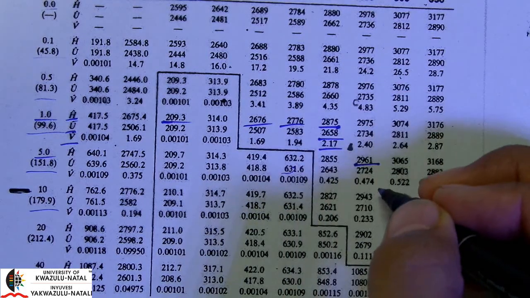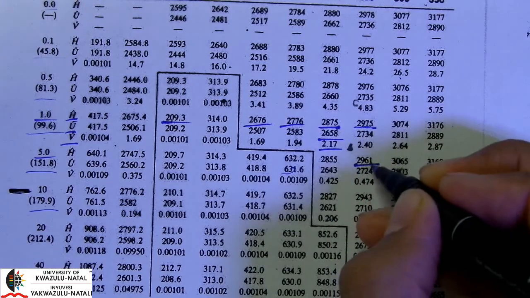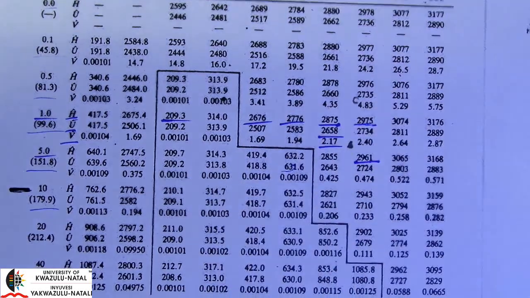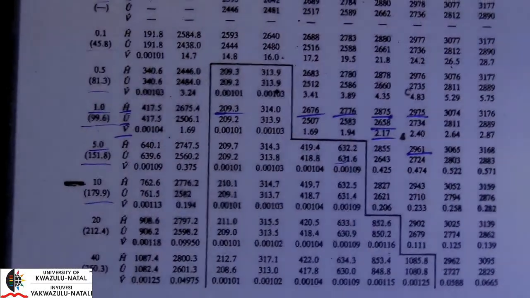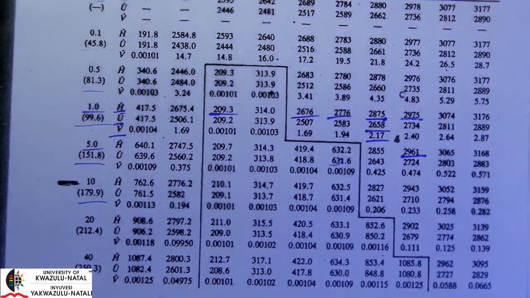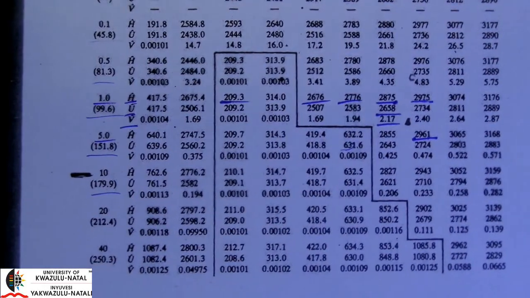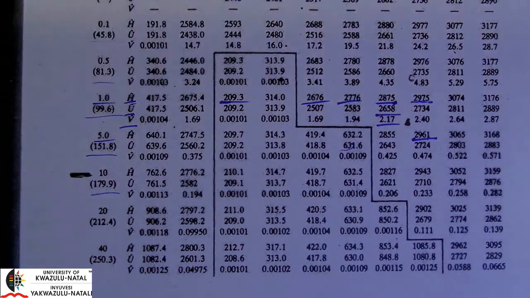So let's say we're looking at 250 degrees, we'll have to interpolate between these two. There may be circumstances where we need to interpolate for our temperature as well as our pressure, which is a tedious but relatively simple task, just simply using the interpolation equation.